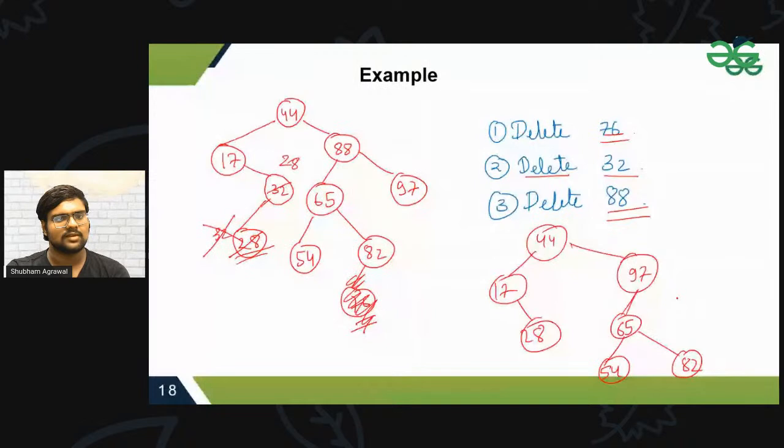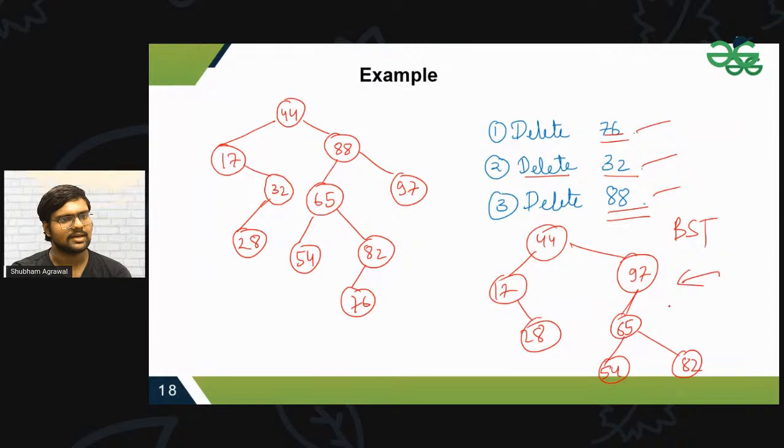So in this way the deletion will work in a BST. We have deleted 76, 32, and 88 from this binary tree, and now our new tree looks like this.